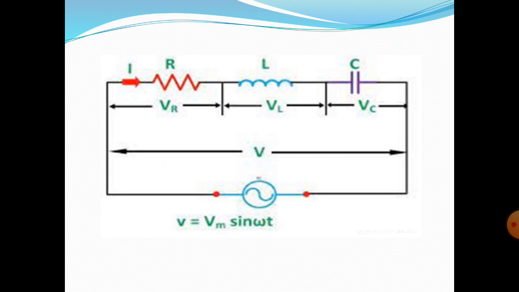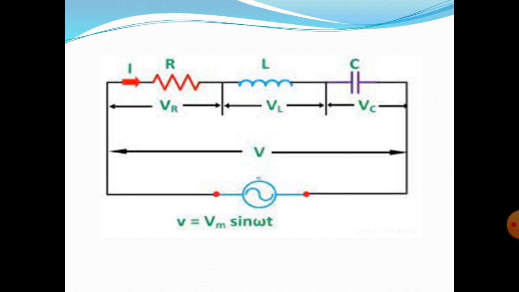This is the diagram of RLC series circuit. R represents resistance, L denoted as inductance, C represents capacitance. In the series circuit, the current flow is same for all three elements. That means in RLC series circuit, the flow of current in these three elements are same, but the voltage across each element is different.